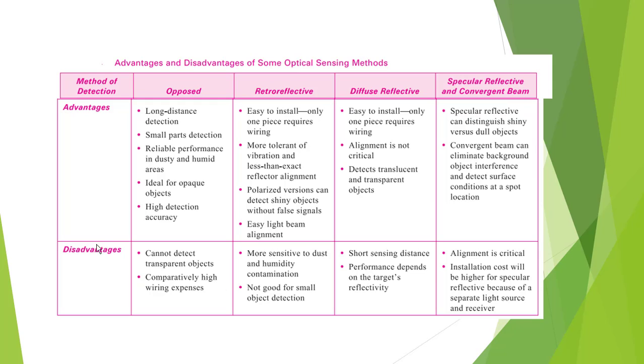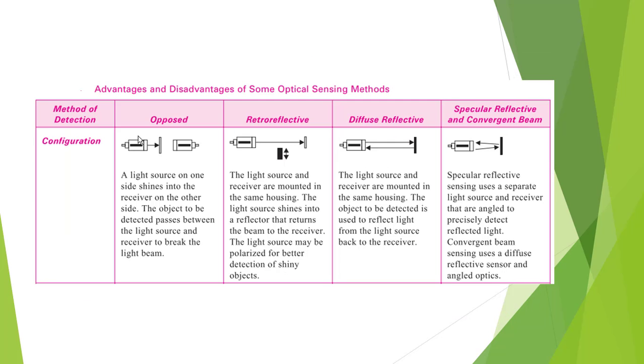The disadvantage of the through-beam sensor is that it cannot detect transparent objects. All objects must be opaque. But it has too much wiring. It has receive wiring and emit wiring. Emit wiring is just 2 wires. Receive wiring is just 3 or 4 wires.